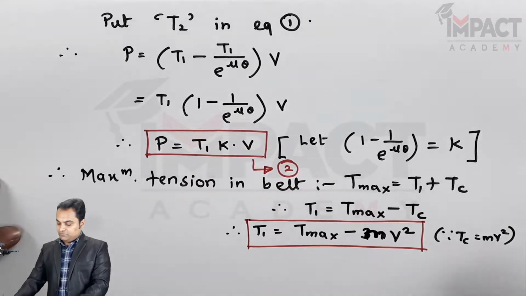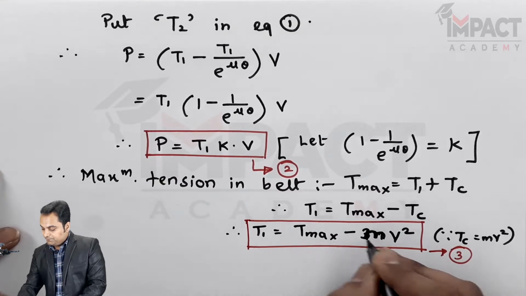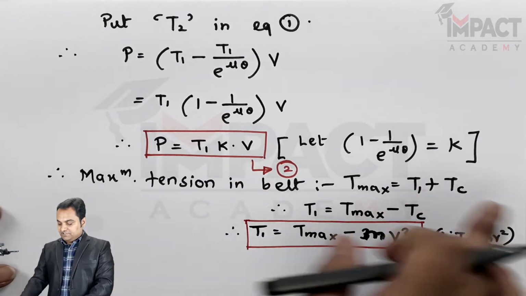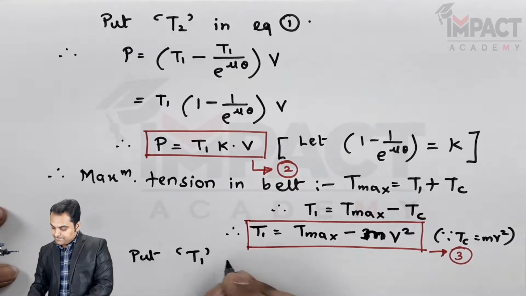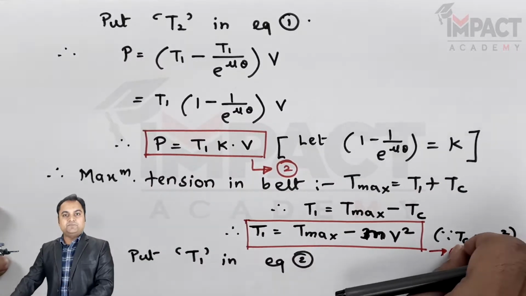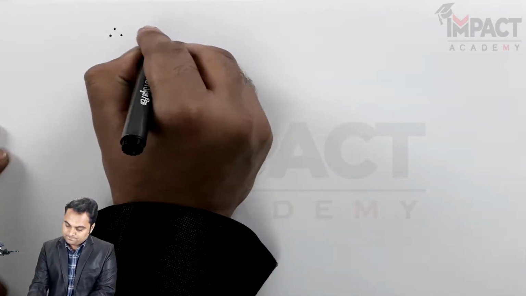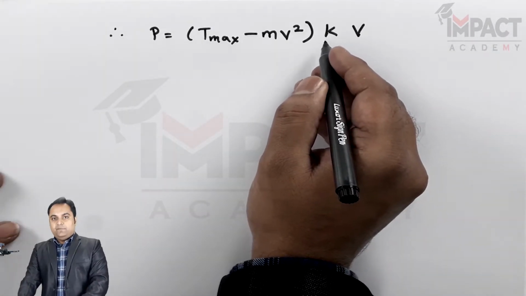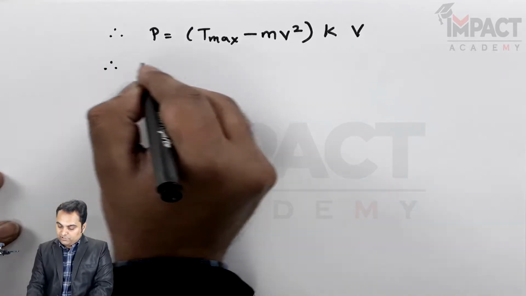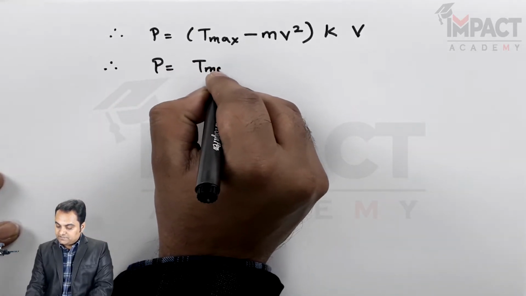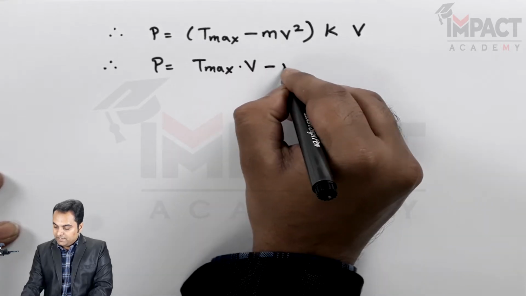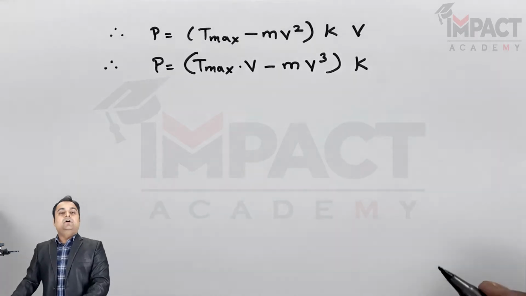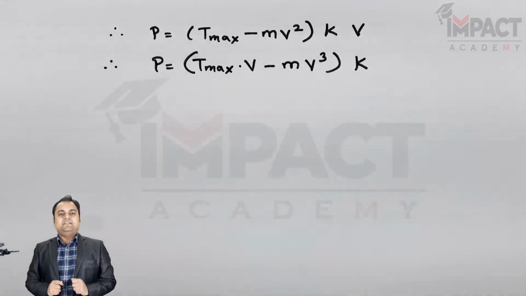So now I'll be putting this value of T1, keeping this as equation third, in equation number second, replacing T1. So therefore power transmitted will become, next here we have K, I am going to multiply V inside, so this formula will become power is equal to (T max into velocity minus mv cube) K.